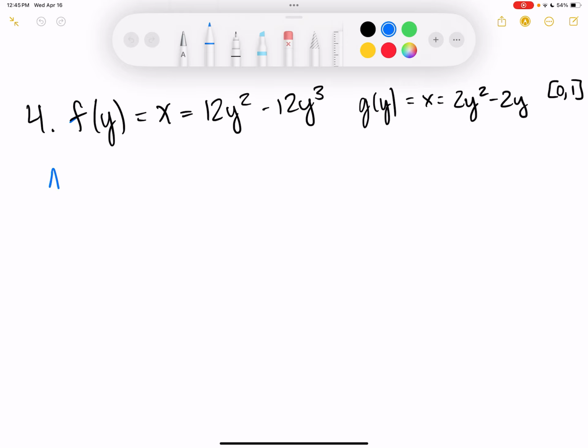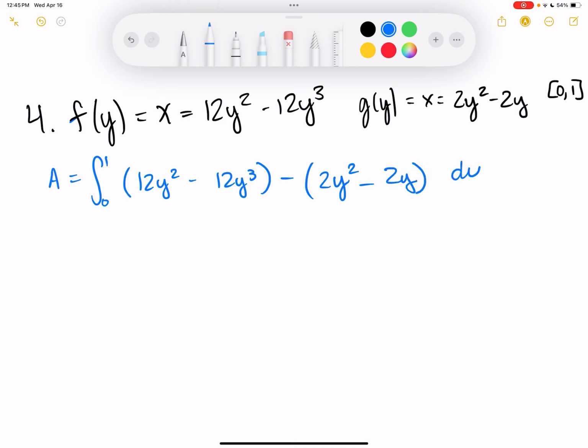So the area is equal to the integral from 0 to 1 of 12y squared minus 12y cubed, and then all of that minus 2y squared minus 2y dy. Now, I could split this, but that doesn't really make sense because they are like terms, so I can combine things together. So I would just do it that way.